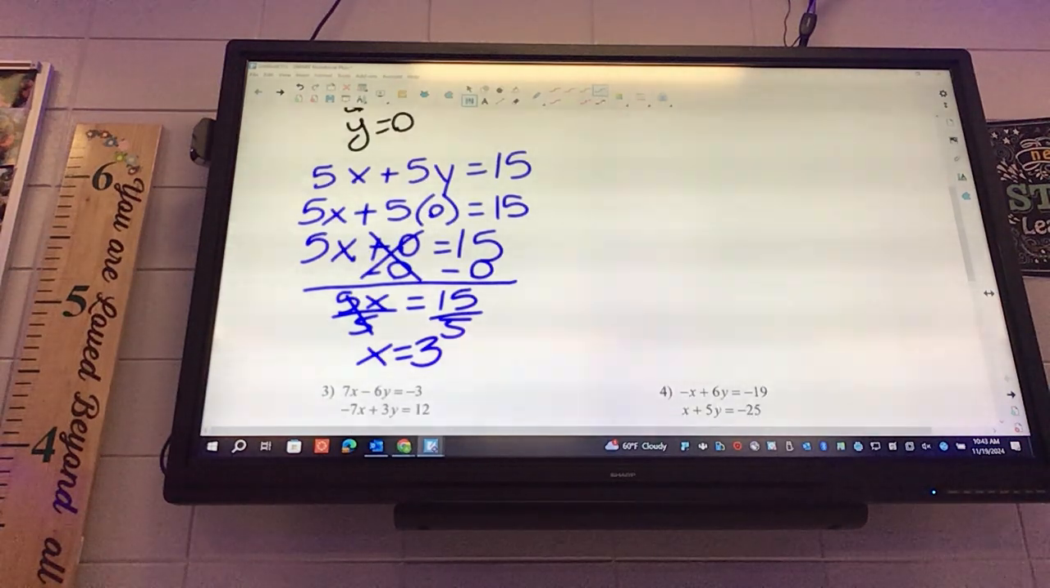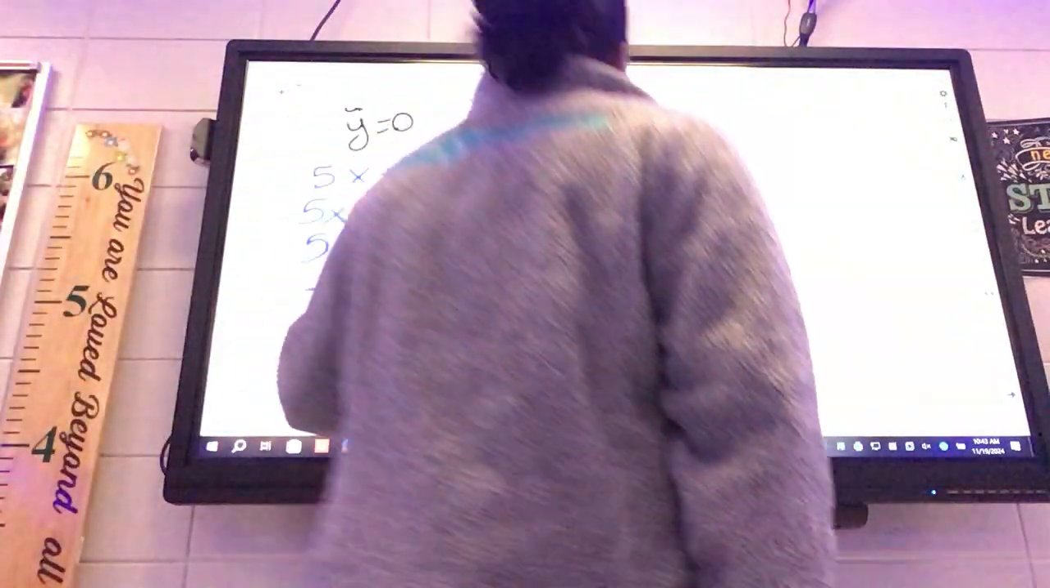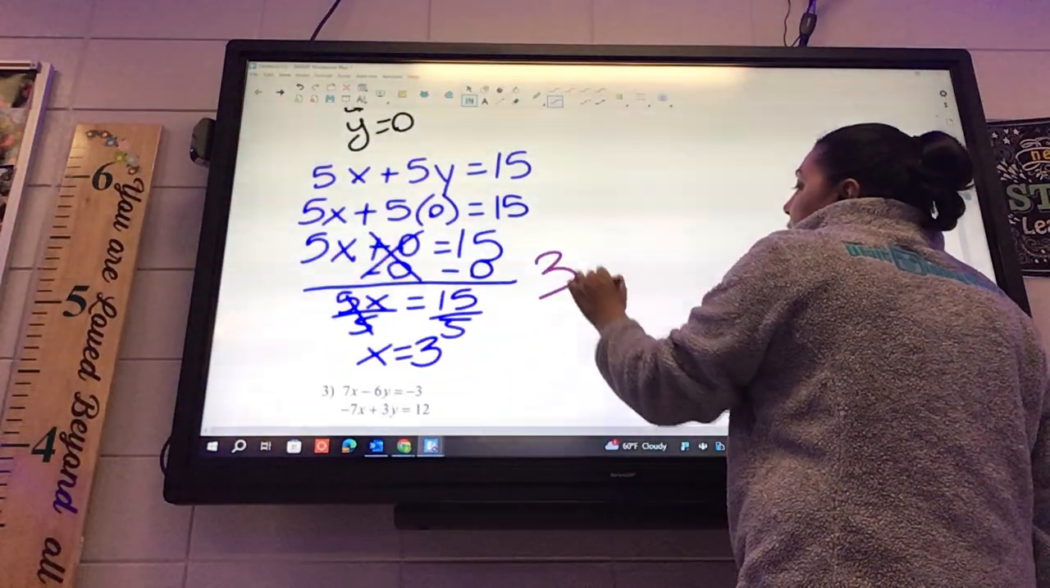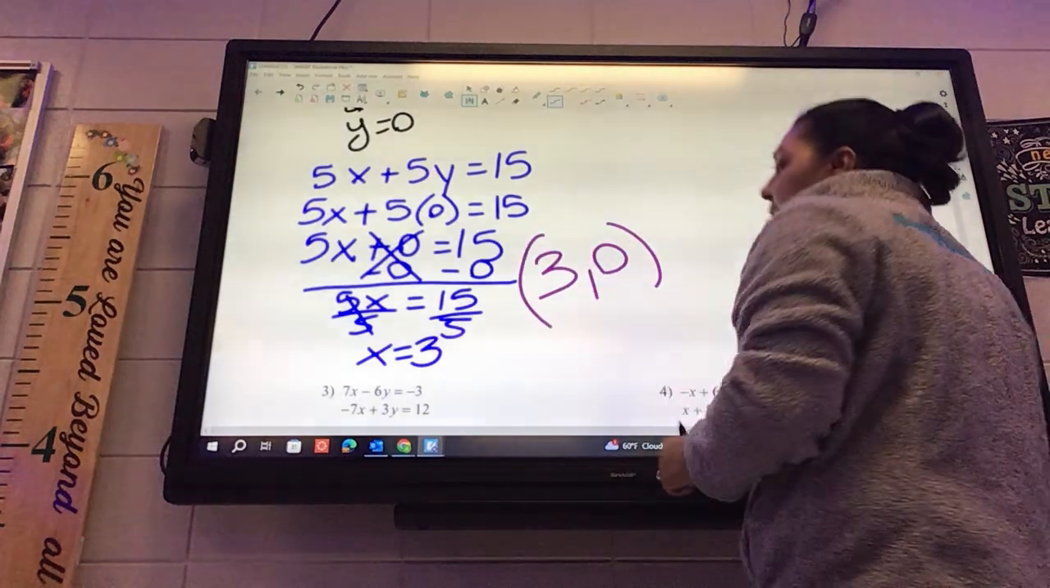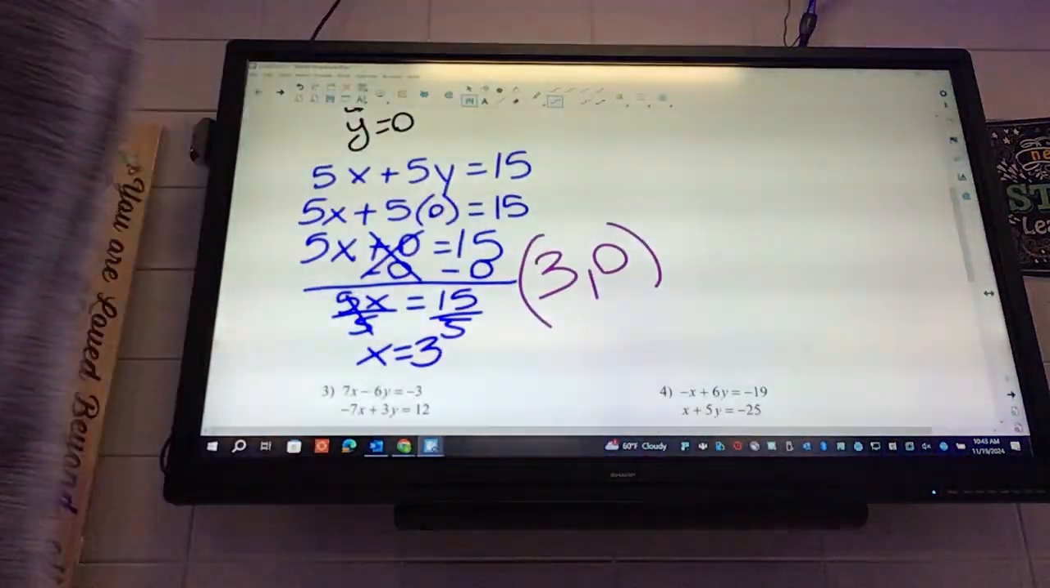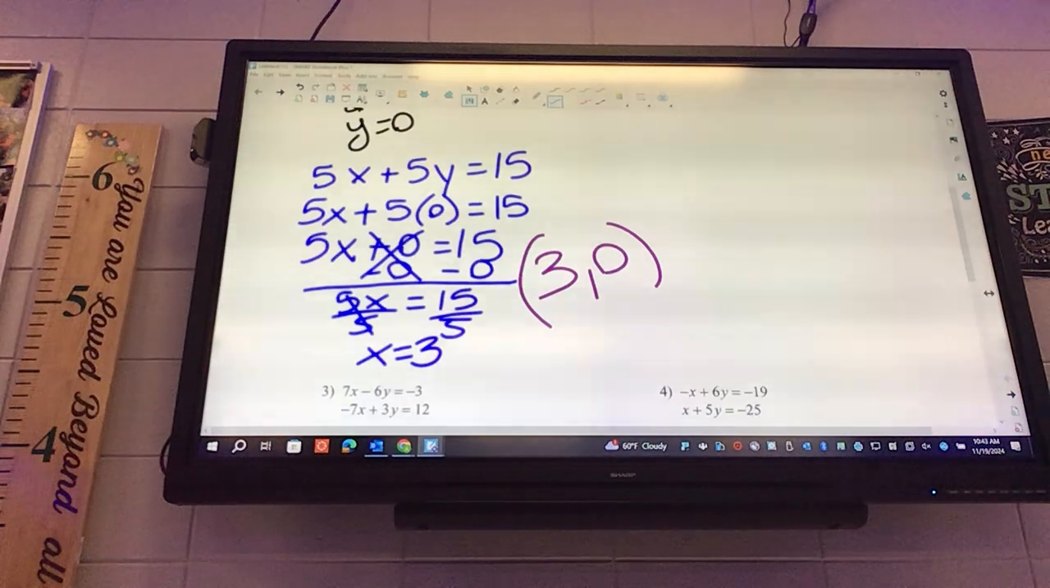3 comma 0. Why does the 3 come first? Yeah, okay, it goes x comma y, so it's gonna be 3 comma 0. I thought y coordinate comes, x coordinate comes first. And it does come first. Our x is 3, our y is 0.